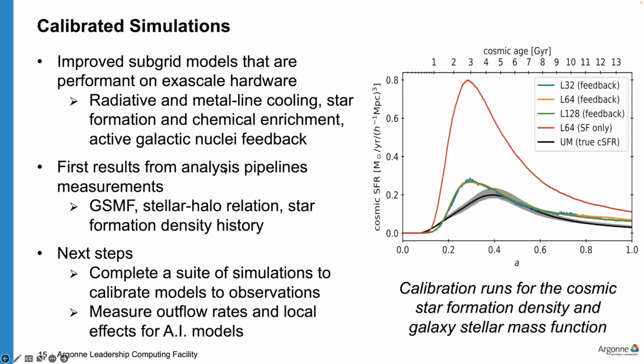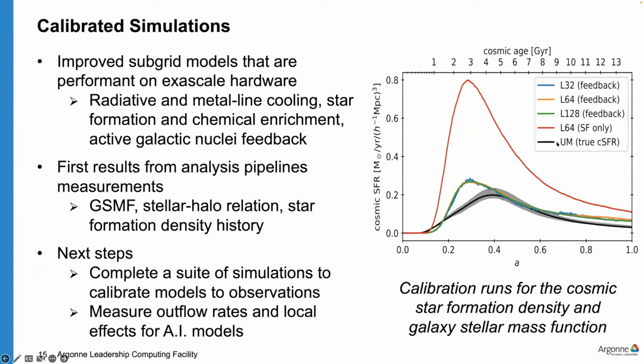And first results from this analysis pipeline, so we're measuring things like the global galaxy stellar mass function, the stellar halo relation, and star formation rates. And then the next thing that needed to be done was to complete a suite of simulations and then calibrate these models to observations and measure some things like outflow rates, for example. So this graph on the right is depicting the star formation rate.